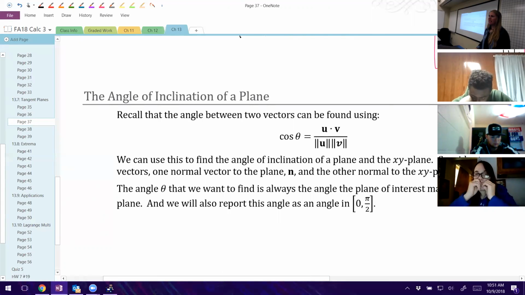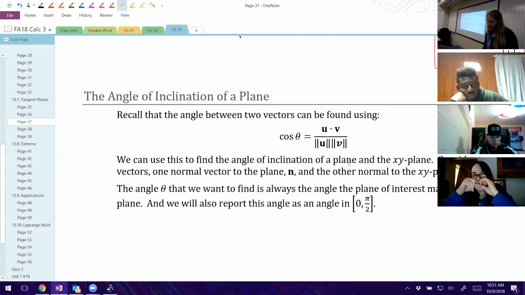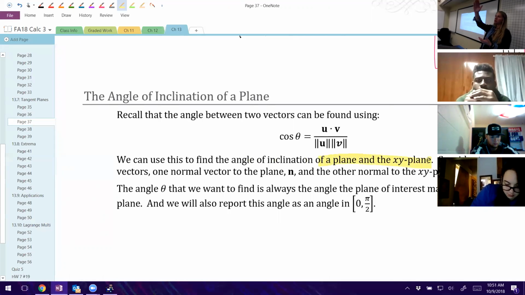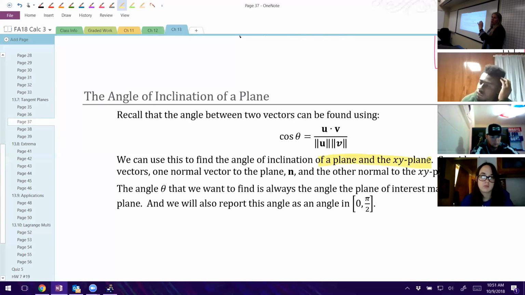We talk about how we can find the angle of inclination of a plane. We are always going to be talking about the angle that a plane makes with the xy plane. So if you imagine that xy plane, and we have a plane, which you can imagine being like your tangent plane intersecting this thing here, we can go through and measure the angle between these two items there. So we're going to take this idea of working with vectors, and apply it to working with planes.